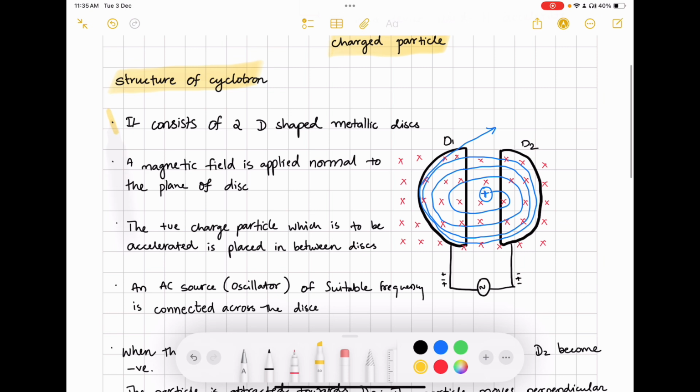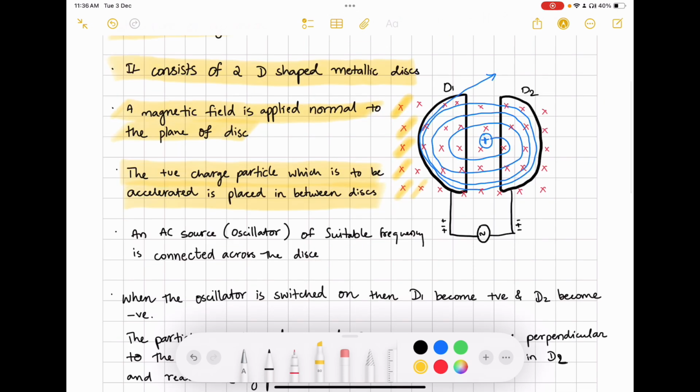It consists of two D-shaped metallic discs, D1 and D2. A magnetic field is applied normal to the plane of the disc. The positive charged particle which is to be accelerated is placed in between the discs. So this is the positive charged particle, and we are going to accelerate it using these two D-shaped metallic discs.